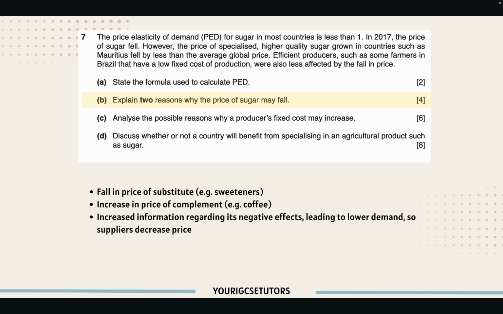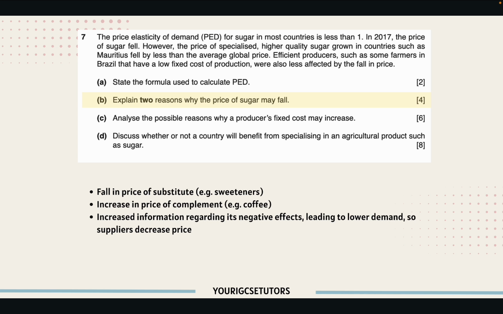Okay, question B. Explain 2 reasons why the price of sugar may fall. So, when the price of the substitutes for sugar decreases, consumers will switch to a cheaper substitute, and there will be lower demand for sugar. So the producers will try to decrease sugar prices to encourage consumption of sugar. And this is why the price of sugar may fall.